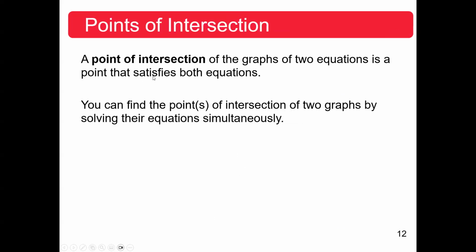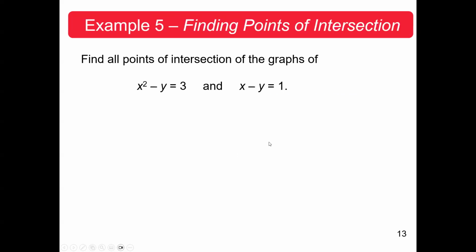Now, a point of intersection of the graphs of two equations is the point that satisfies both equations. So we can find the points of intersection of two graphs by solving their equations simultaneously. For example, find all points of intersection of the graphs of x squared minus y equal to 3, and also x minus y equal to 1.